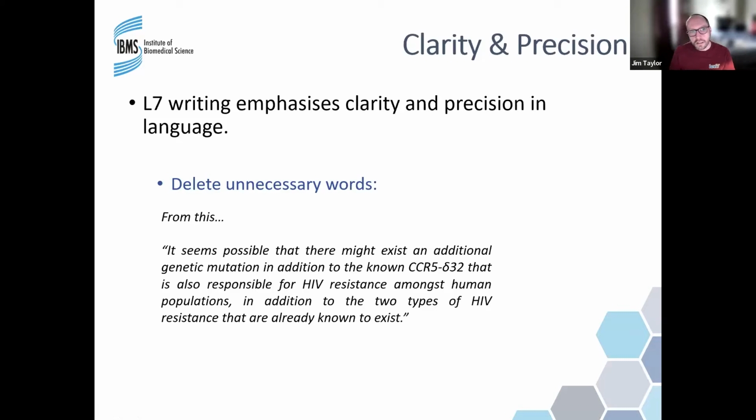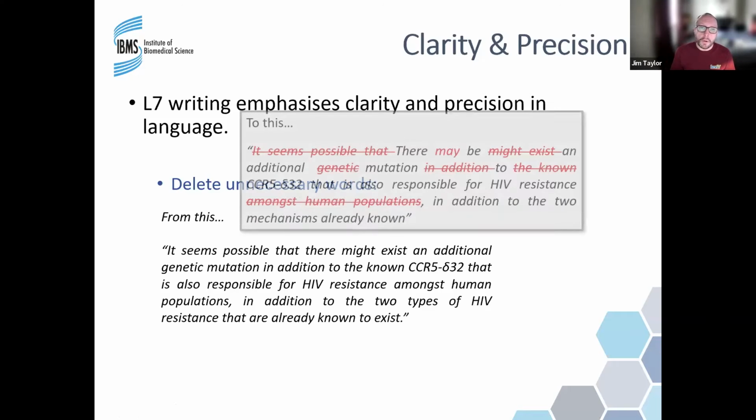So you can see that the example that's on the screen at the moment is very, very wordy. It gets the point across about there being an additional mutation in that particular gene, but it's quite wordy. And the key elements of the statement that are made here are being lost because of all of the unnecessary words. We could take out almost half of that sentence or restructure it with other words to make something that reads much more clearly and means exactly the same thing.